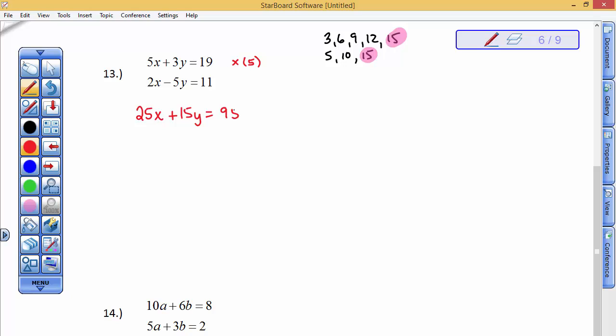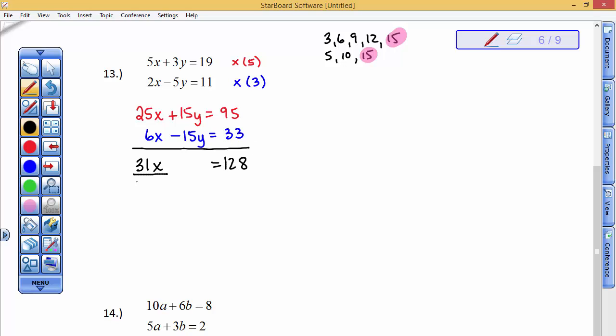I'm going to check that real quick in my head. Yeah, 95. Then I'm going to multiply this equation by the number 3 so that this will become a minus 15. So 2 times 3 is 6x. A minus 5 times 3 is a minus 15y. Notice those y's. Good. 11 times 3 is 33. And now I can add these two equations. Well, this adds up to be 31x. The y's are gone. And 95 and 33 adds to be 128.